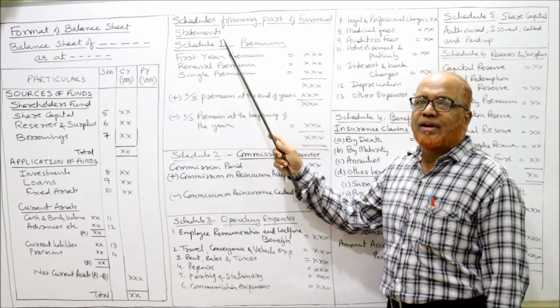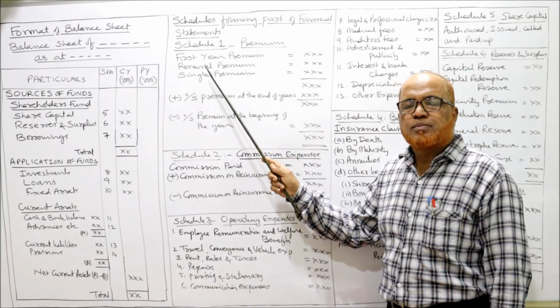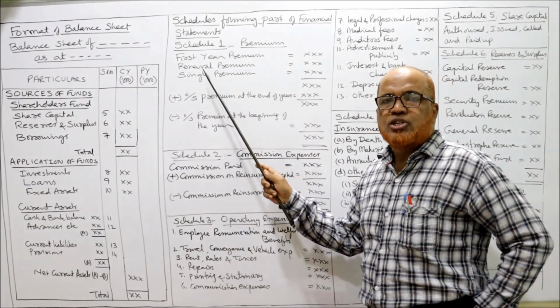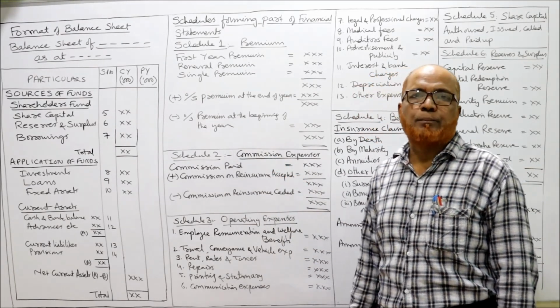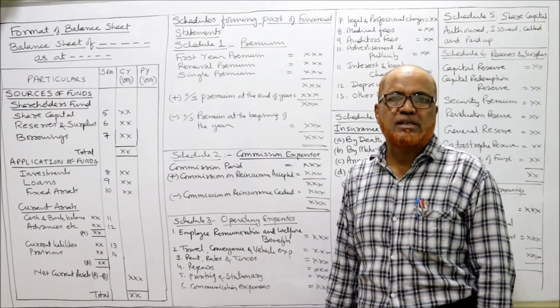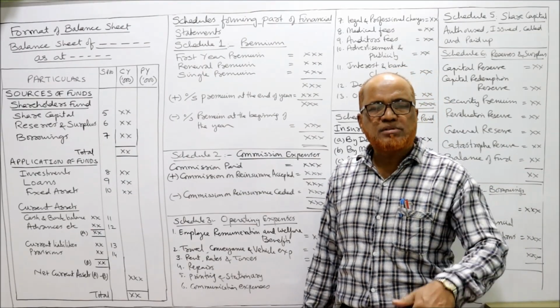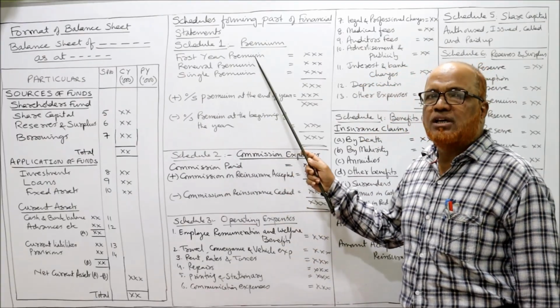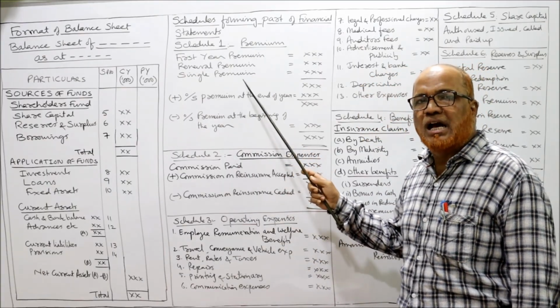Schedules forming part of financial statements. Now I am explaining to you the detail of each schedule. Schedule number 1 is premium. Premium is the main income of insurance companies. Insurance premiums are of different types, like first year premium, renewal premium, single premium.